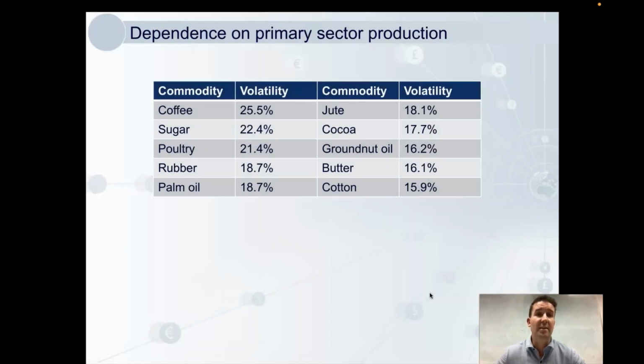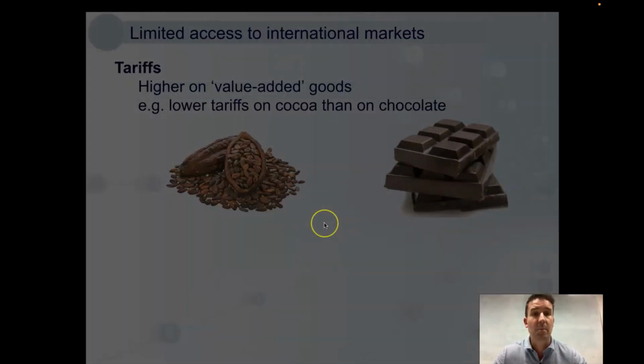Okay, to illustrate this, this is the yearly volatility of some of these commodities. So coffee, 25%. The price of coffee could change 25% year to year, quite a lot.